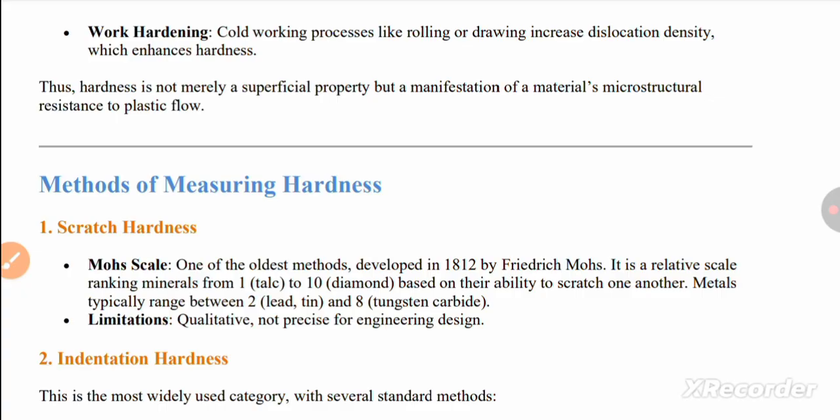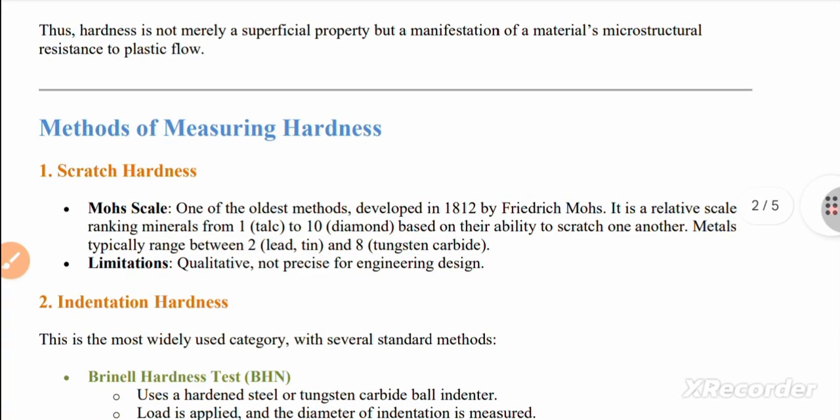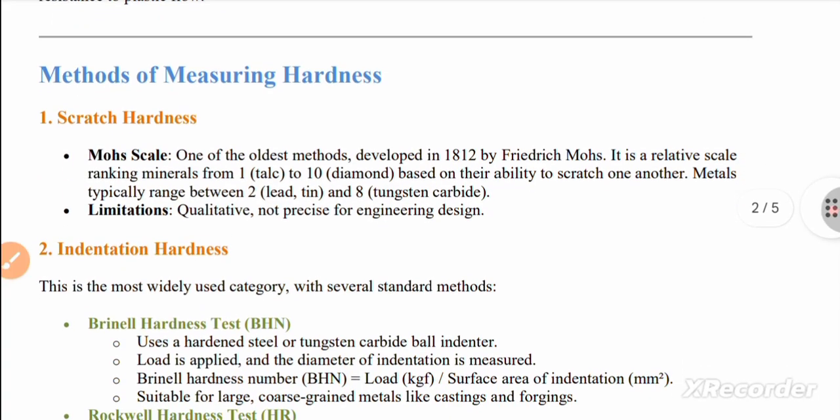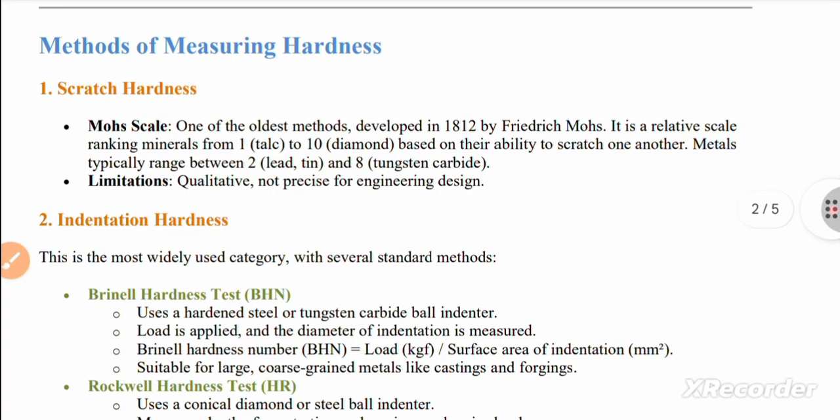Methods of measuring hardness. The first is scratch hardness. The Mohs scale, one of the oldest methods, was developed in 1812 by Friedrich Mohs. It is a relative scale ranking minerals from 1 to 10, that is talc to diamond, based on their ability to scratch one another. Metals typically range between 2 (lead, tin) and 8 (tungsten carbide). Limitations: qualitative, not precise for engineering design.